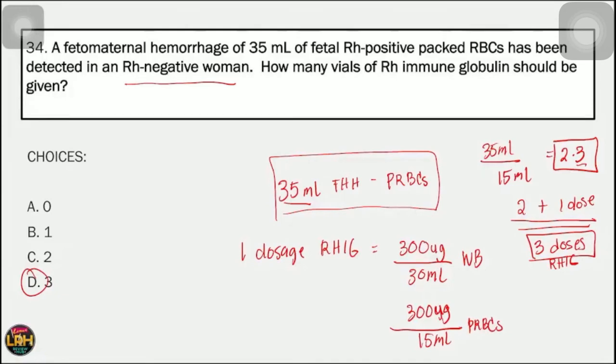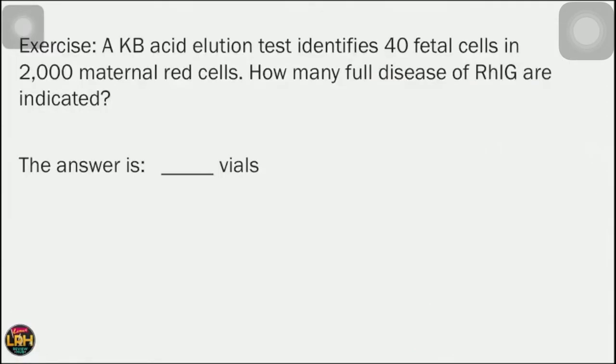3 doses of RHIG. I have prepared some exercises, just a few questions about the computation of the RHIG dose, because maybe we need some practice. So, a KB acid elution test identifies 40 fetal cells in 2,000 maternal red cells. How many full dosages of RHIG are indicated?